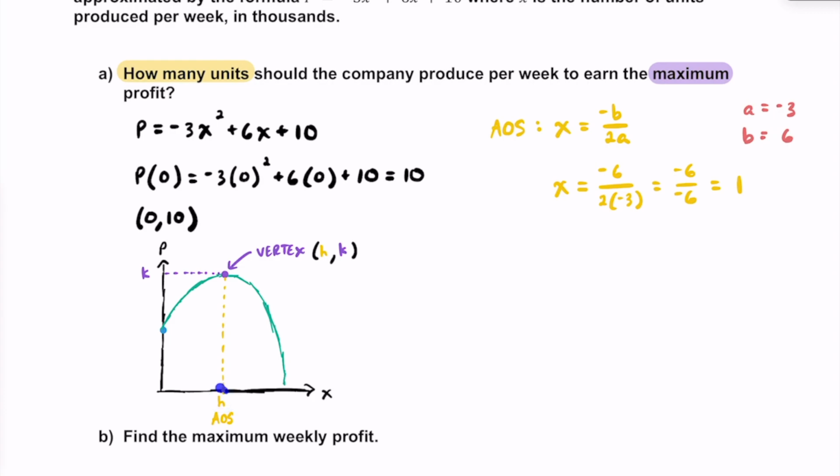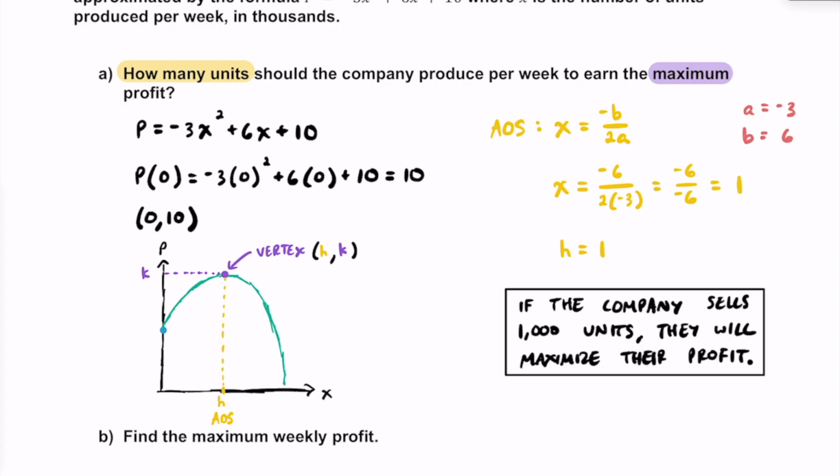Now specifically in this case, I'm going to call that one h. So I'm just going to go ahead and replace this and say that h is equal to 1. So when we know that x value is equal to 1, that's going to tell us where the maximum profit is going to take place. So that 1 is really just 1,000 units. They're going to go ahead and maximize their profit.